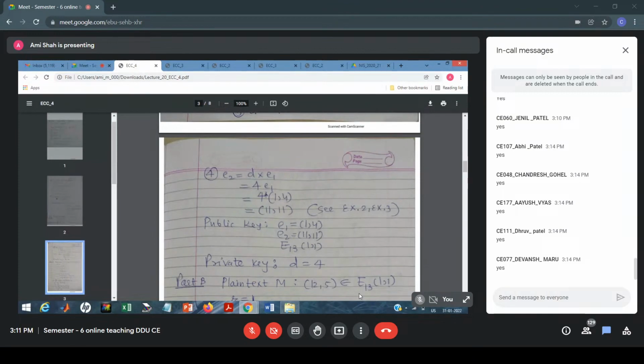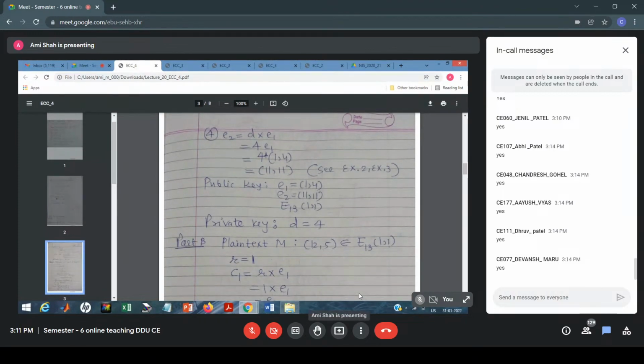Now see here, one of the things that I have written is the plain text M = (12, 5) belongs to this curve. Why have I written that? Abhi, can you explain to me? Please unmute yourself. Can you hear me, Abhi? Yes, ma'am. Which point do you have to take for plain text, Abhi? (12, 5) is the point on elliptic curve (1, 1).